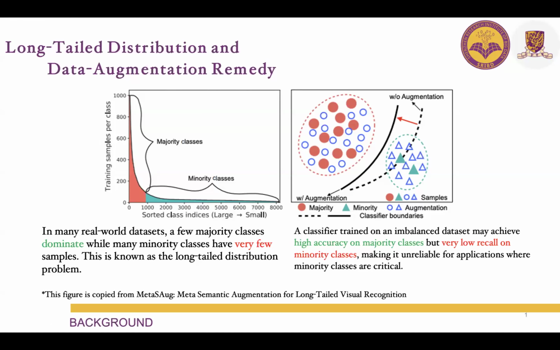Intuitively, we can rebalance the long-tailed distribution by data augmentation, as shown in the right figure. As a result, the training of the classifier may alleviate overfitting toward the majority classes, which in turn contributes to the development of a more robust model. However, undersampling may discard some useful information, and traditional oversampling methods like SMOTE may generate synthetic samples that do not accurately represent the minority classes' distribution.